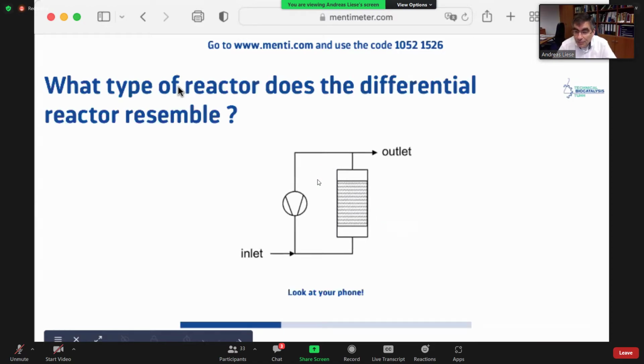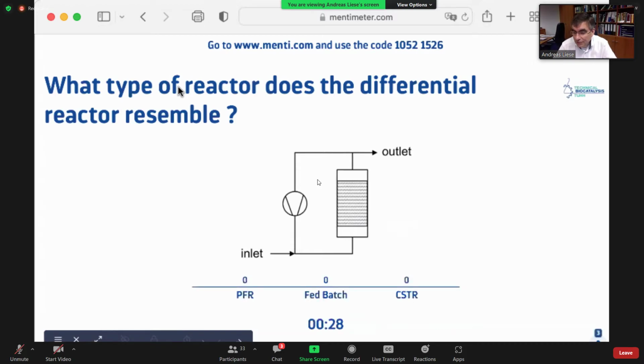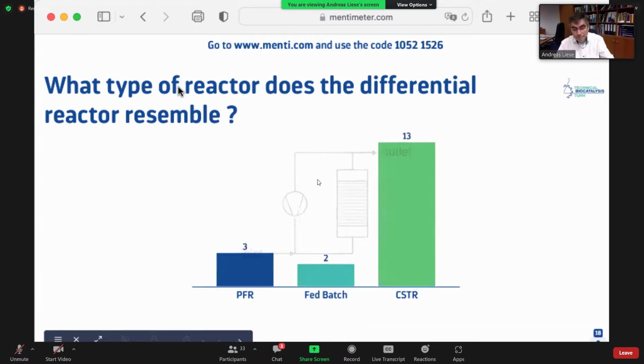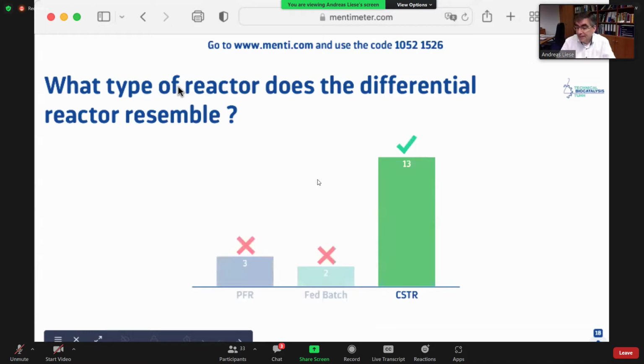So first question: what type of reactor does the differential reactor resemble? Is this a plug flow reactor, fed batch, or CSTR? What do you think? Yeah, it's a CSTR. That's what we just discussed. We have discussed this several times in the lecture. So those who have answered plug flow reactor or fed batch, please talk to your colleagues. There are enough who have understood it.